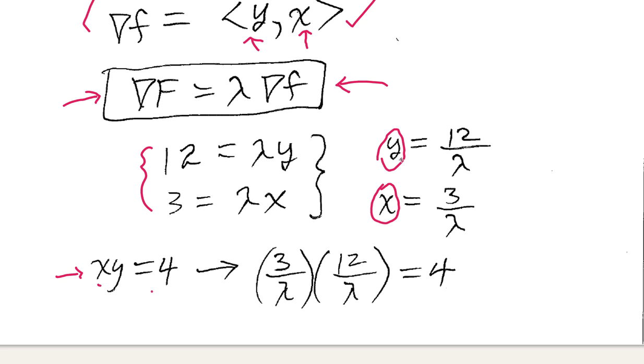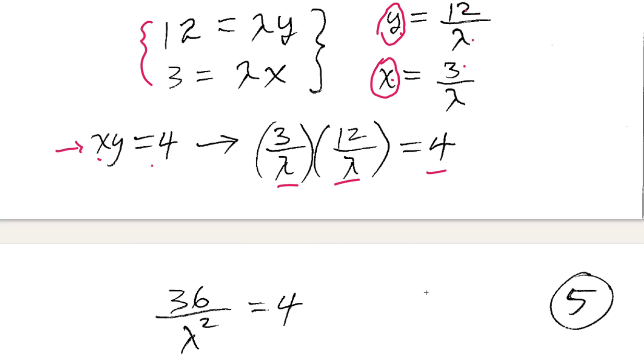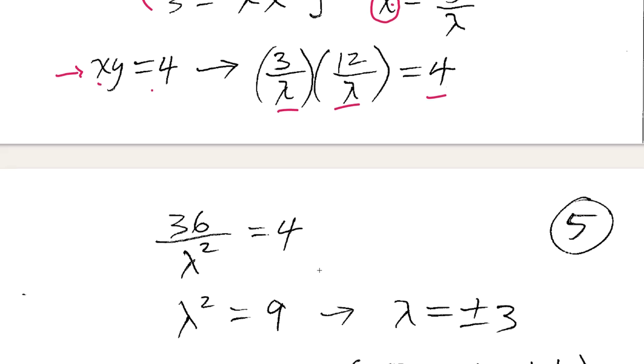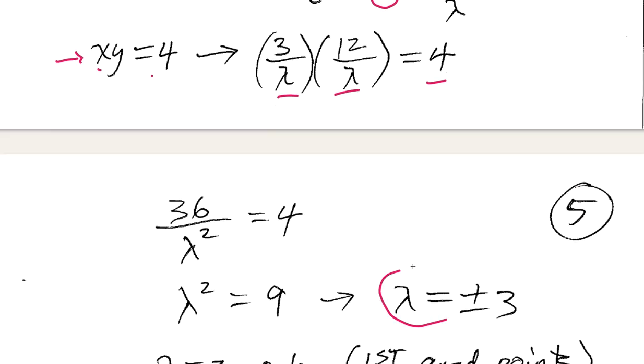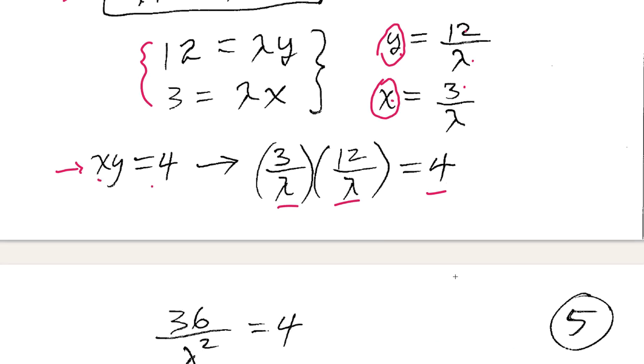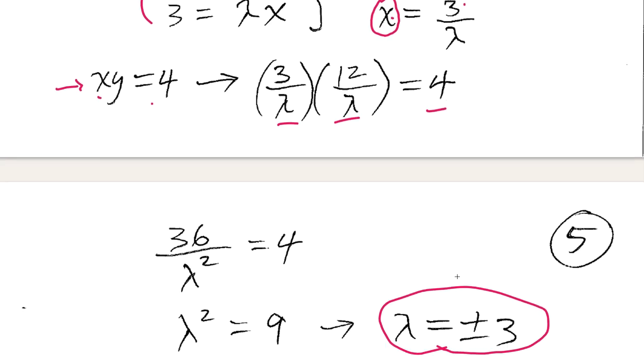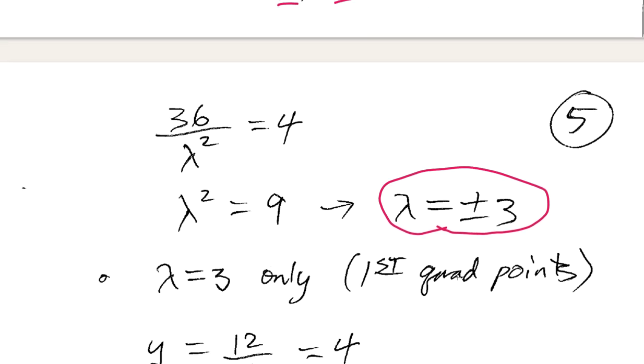So if y is 12 over lambda and x is 3 over lambda, then I could just make those substitutions. And I've got 3 over lambda times 12 over lambda is 4. And I could solve for lambda. Lambda ends up being plus or minus 3. So there are 2 possible values of lambda here. Now I'm going to back substitute these.